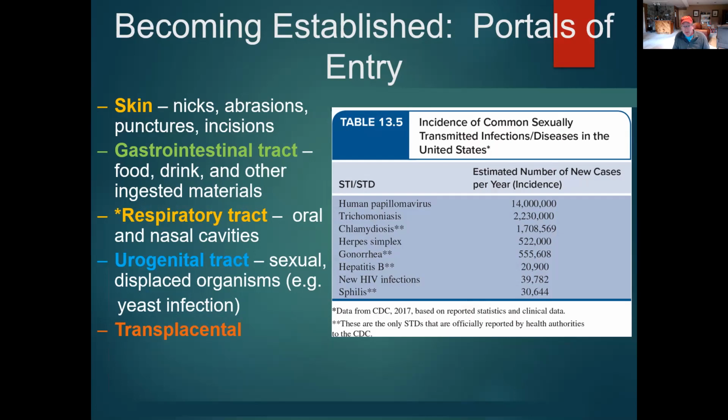So human papillomavirus or genital warts, 14 million new cases a year in the United States. A little over 2 million trichomoniasis infections. This is an infectious protozoan we talked about in one of the earlier chapters. So this continues to be a major issue. And again, these are transmitted typically through the urogenital tract as a result of sexual intercourse.